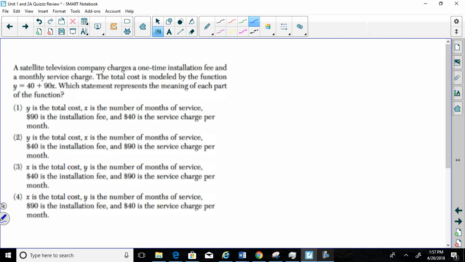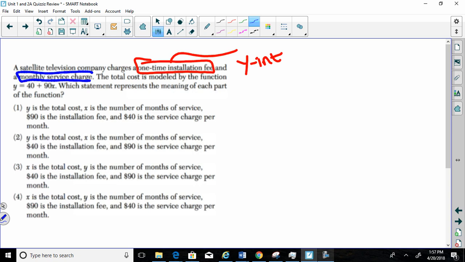Okay, so it says a satellite television company charges a one-time installation fee. If you see one time, what does that tell us it is? The slope or the y-intercept? Y-intercept, right? Because y-intercept usually means initial, one-time, starting point. And a monthly service charge, what would that be considered? Your slope, right?